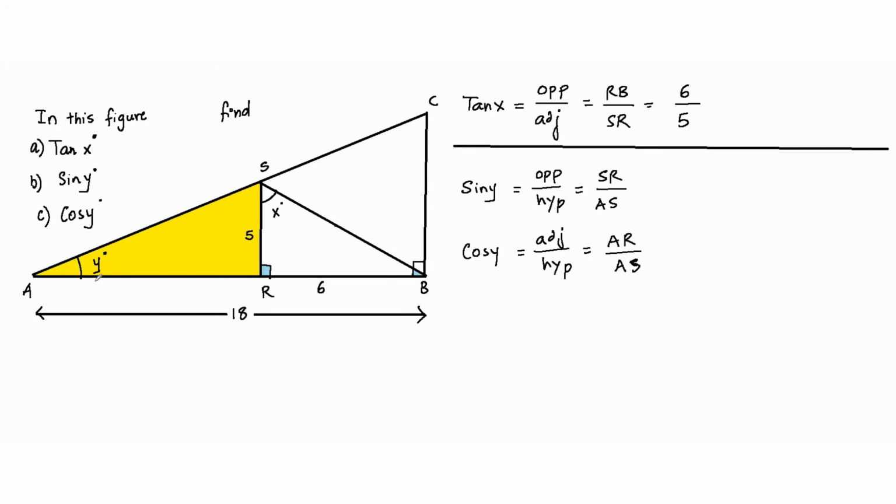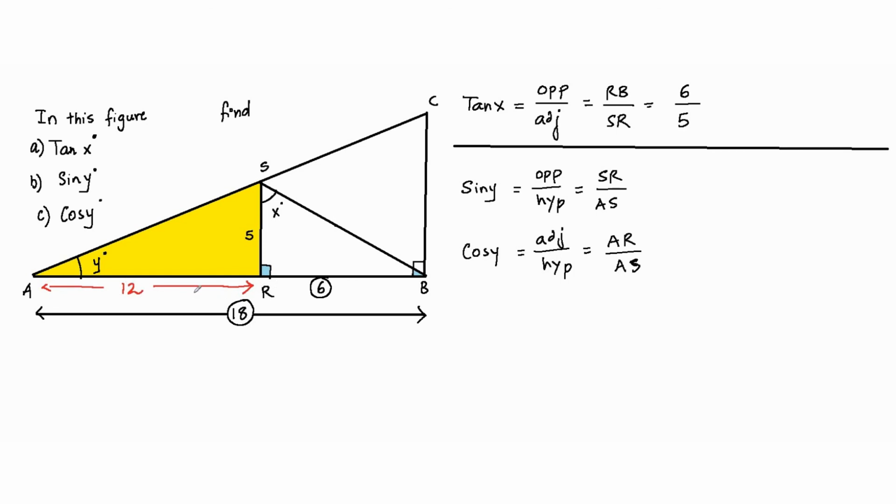Now, is it possible to find AR? Let's take a look at it. The whole length AB is given as 18 and RB is given as 6. Therefore, AR can be found out as 18 minus 6, that is 12 units. So this particular length is 12 units.